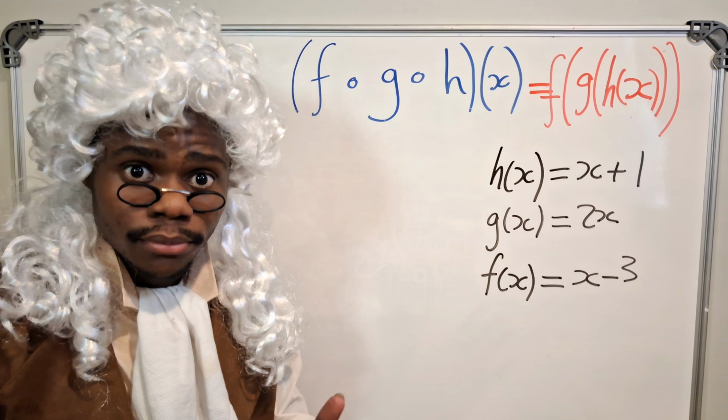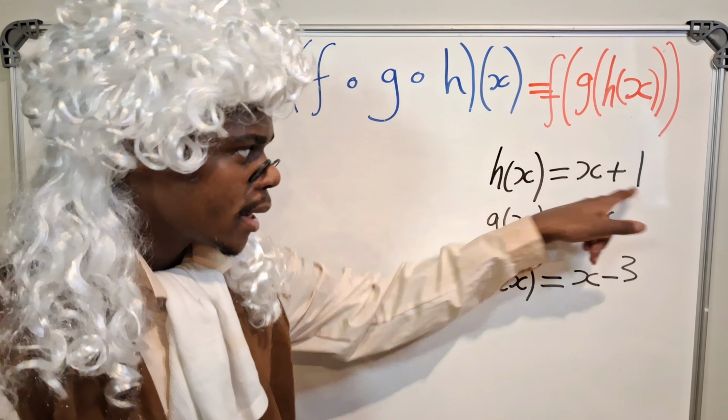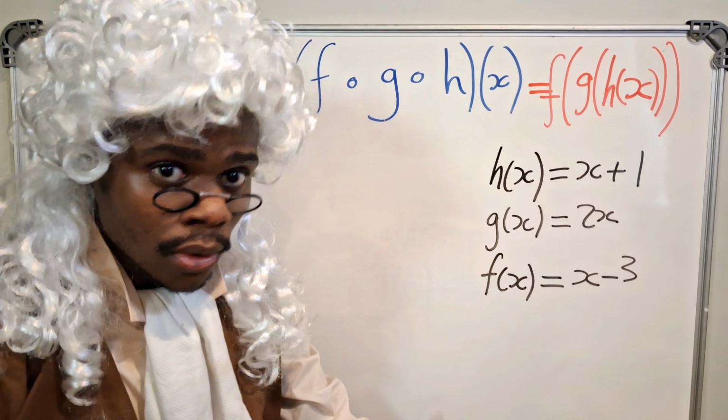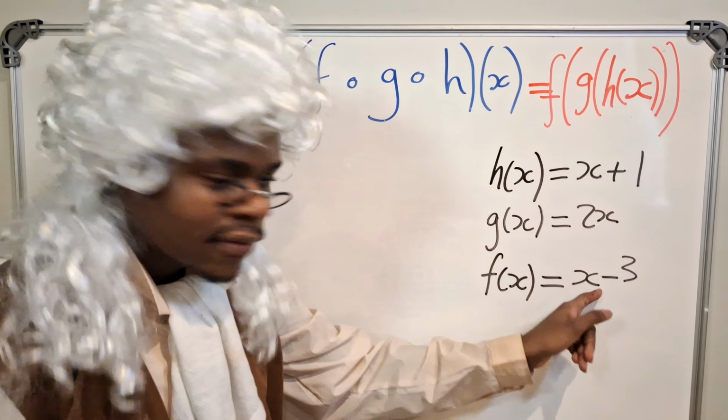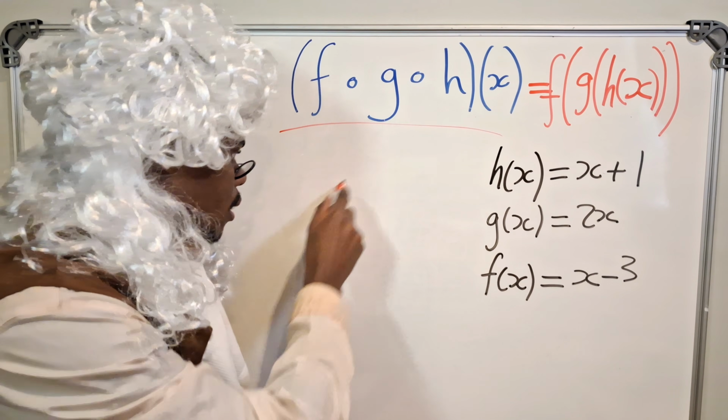Let's take a simple number like 1, and let's try it out. Put in 1 here, we get 1 plus 1, that's 2. All right. Put 2 in here, we get 2 times 2, that's 4. All right. Put 4 in here, we get 4 minus 3. What's the answer? 1. So the answer to this whole thing here is 1.